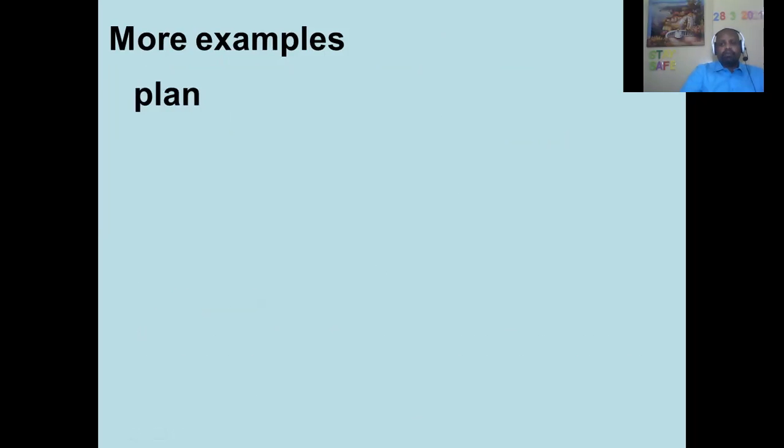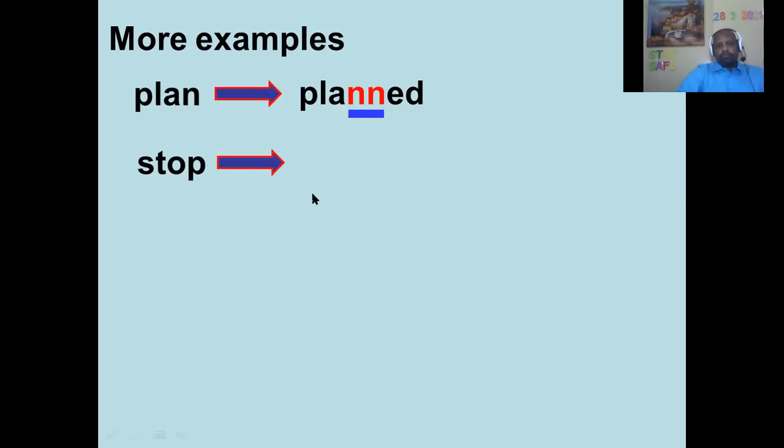Just look to the verb plan. What is the past? Planned. What happens here? We have a double N. Why is that? Listen to this carefully. Just have a look to the verb stop. Once again, we have double P. Why is that? Why do we double the last letter? Plan, planned, stop, stopped. Double P.